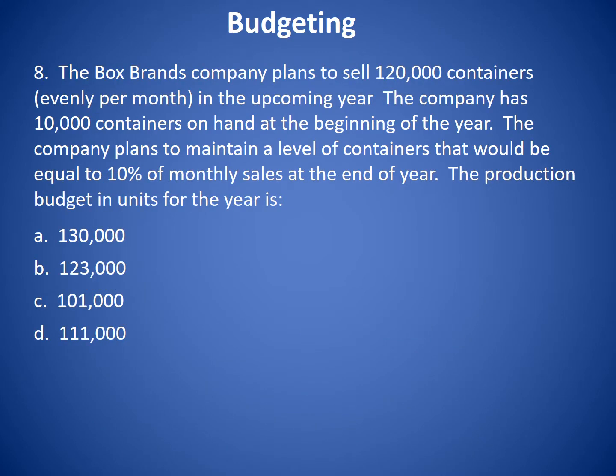Now, question number 8. The Box Brands Company plans to sell 120,000 containers, and they're going to sell that evenly per month, 10,000 a month, in other words, in the upcoming year. The company has 10,000 containers on hand at the beginning of the year. The company plans to maintain a level of containers that would be equal to 10% of monthly sales at the end of the year. The production budget in units for the year is, and we're given 4 choices. Stop your video, and when you're ready, restart the video to review your answer.